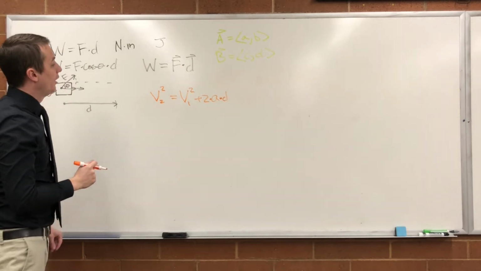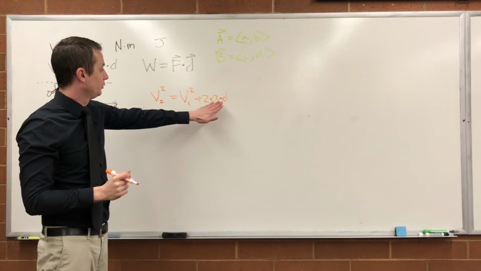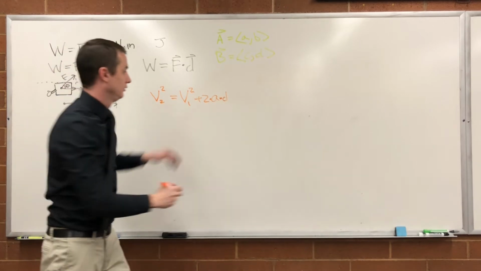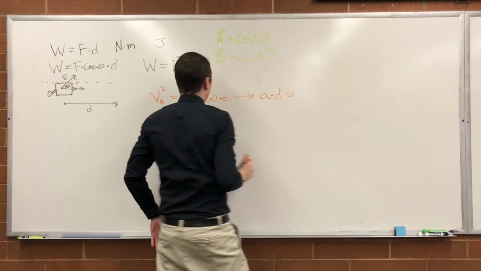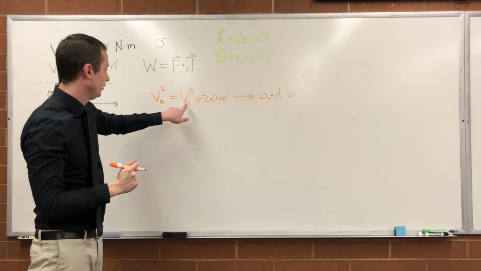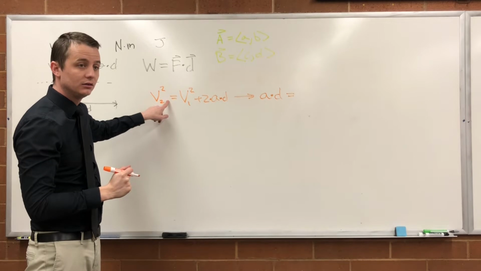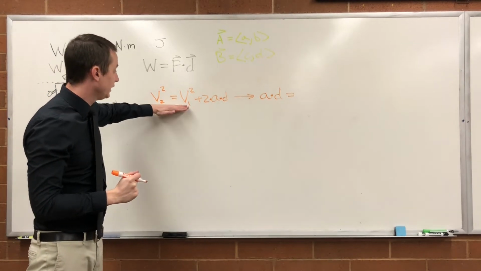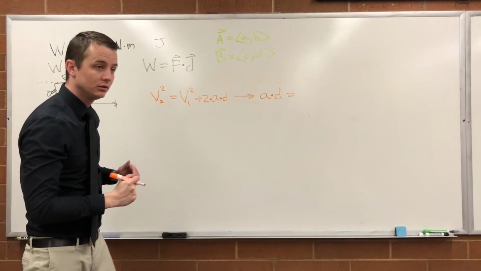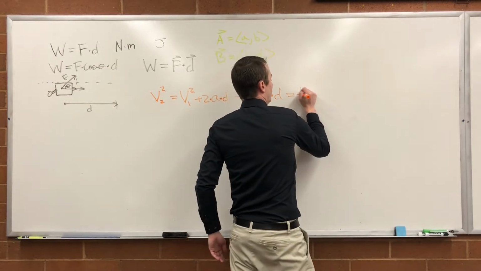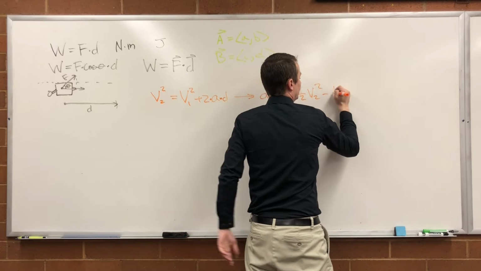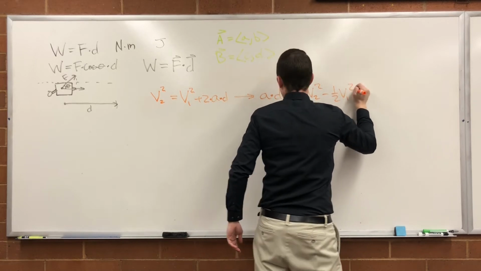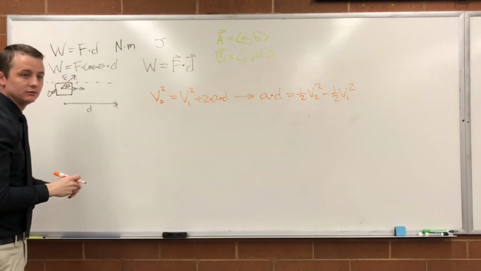Okay, so now I'm going to solve this really quick for a times d. So when I solve for a times d, that gives me a times d is equal to, I need to move this to the other side. Okay. And divide by 2. Yeah. Okay, so I'm going to have 1/2 v2 squared minus 1/2 v1 squared. You see that? Mm-hmm. Yeah.